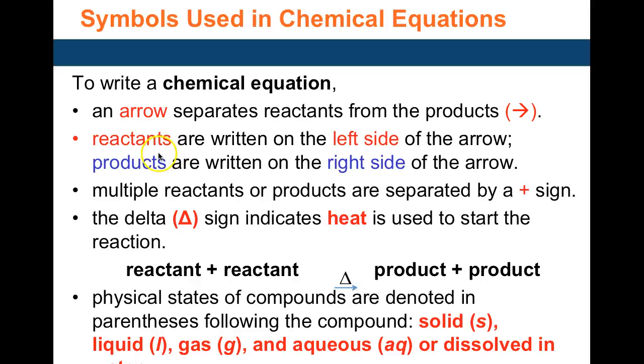All right, so the reactants are on the left side, products on the right side. The arrow separates those reactants from the products and indicates the direction of the reaction. This delta, or the triangle, indicates heat is used to get the reaction going. If you have an (aq), parenthesis aq, beside a reactant or a product, it means that they are dissolved in water. Right? If one of the reactants or products is a liquid, then you use parenthesis l.